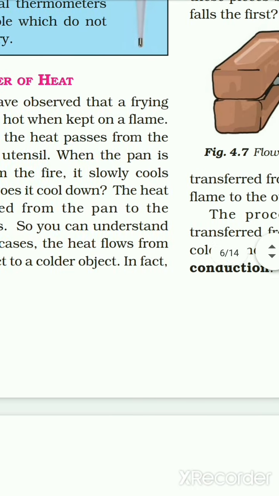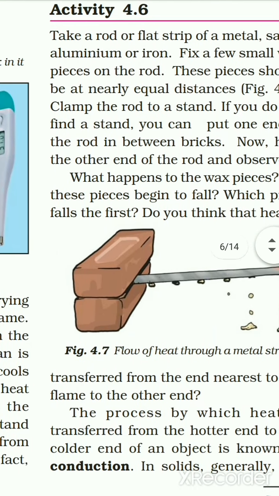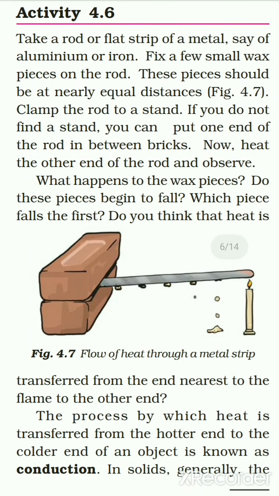We understand this with the help of this activity. Activity 4.6. This is the sixth activity of chapter 4. Take a rod or a flat strip of metal. Why metal? Because we know that metal is a conductor. So we use only a metallic rod, either an aluminium rod or an iron rod. Then we fix a few small wax pieces on the rod. Why wax pieces? Because when we heat wax, it melts.